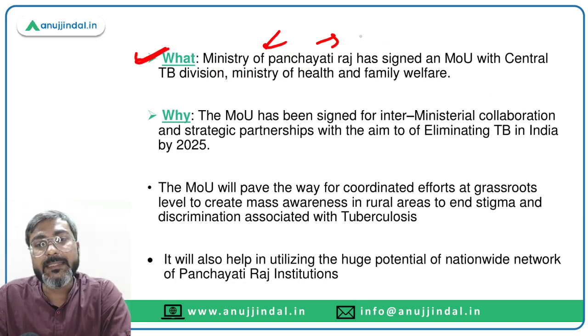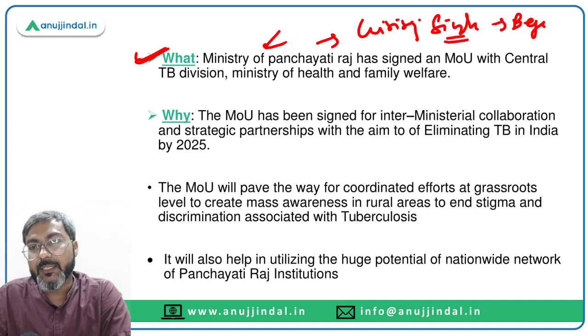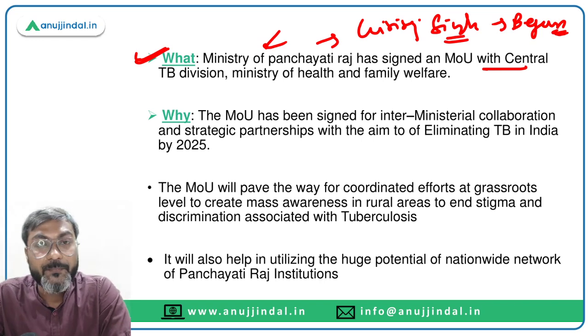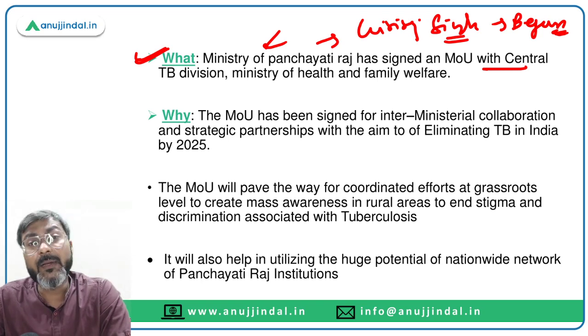Ministry of Panchayati Raj, headed by Mr. Giriraj Singh. And Giriraj Singh is also the Minister of Rural Development. His Lok Sabha constituency is Begusarai in Bihar, right? He has signed this MOU with the Central TB Division of the Ministry of Health and Family Welfare to eliminate TB by the year 2025. Now, what will the Ministry of Panchayati Raj do in this, right, in annihilating TB? Kya karegi Ministry of Panchayati Raj isme?